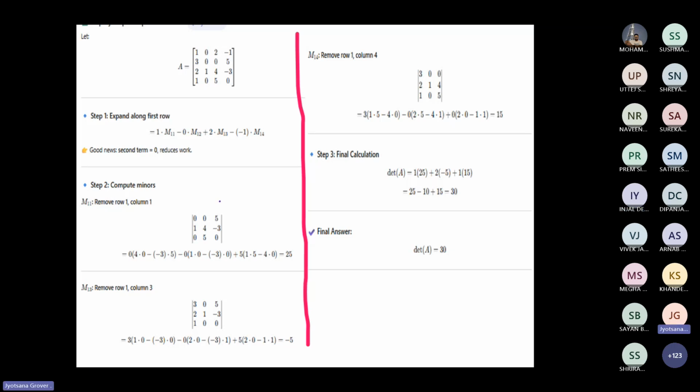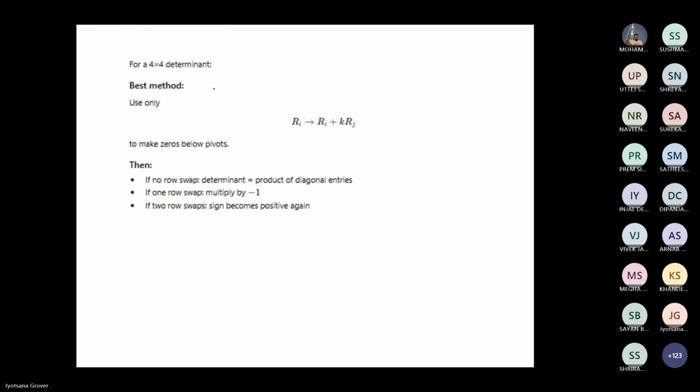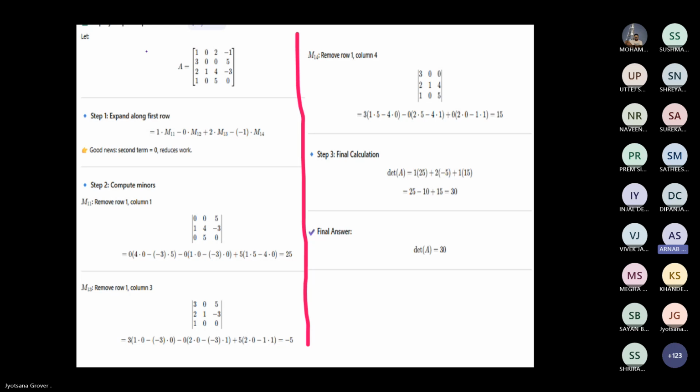Okay, so this is the calculation. You can have a look at it later. This is just using the conventional way to find the determinant, but we want simple things. Someone says, Ma'am, determinant is only for a square matrix, right? Yes, determinant is only calculated for a square matrix, where the number of rows is equal to the number of columns. Very good point you raised.